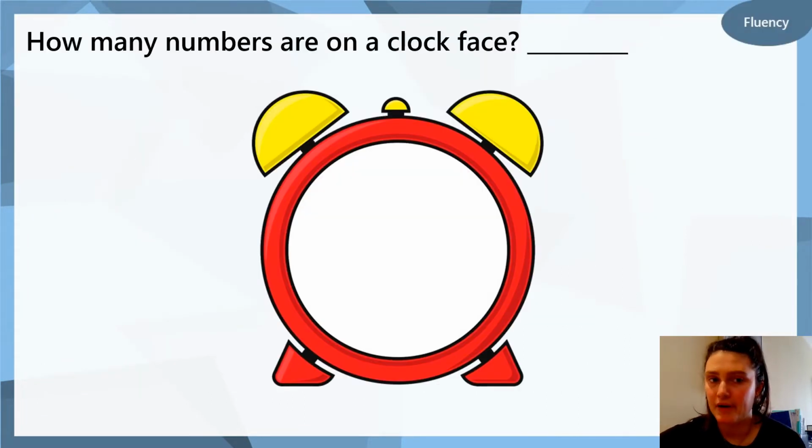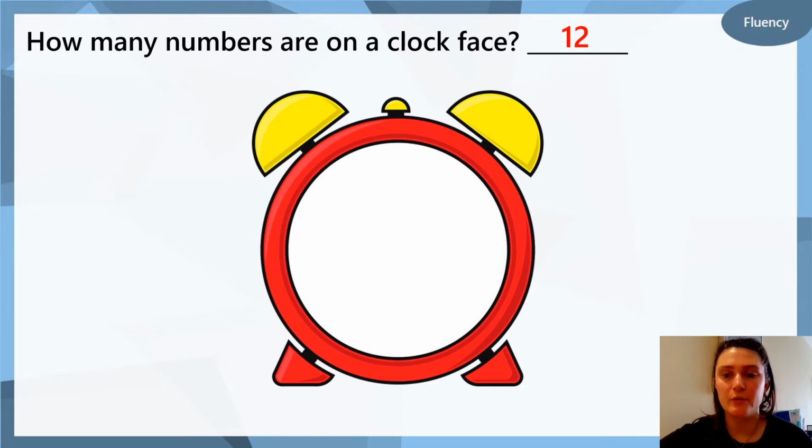So can you remember how many numbers there are on a clock's face? 12. Very good. I'm going to show you now how we would draw a clock. So when we have a clock, we always start with a circle. We have to then draw the numbers.